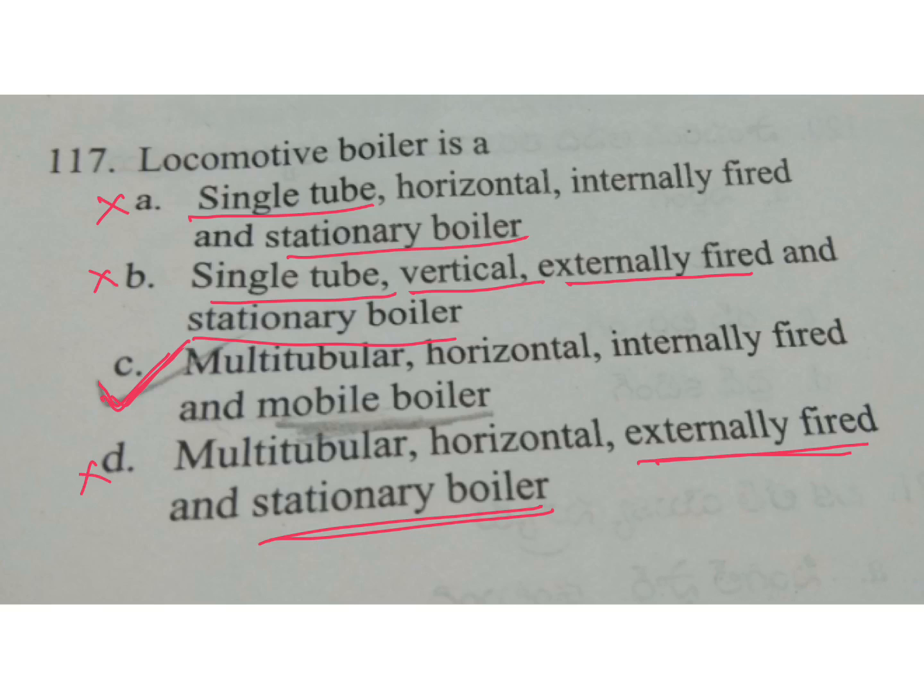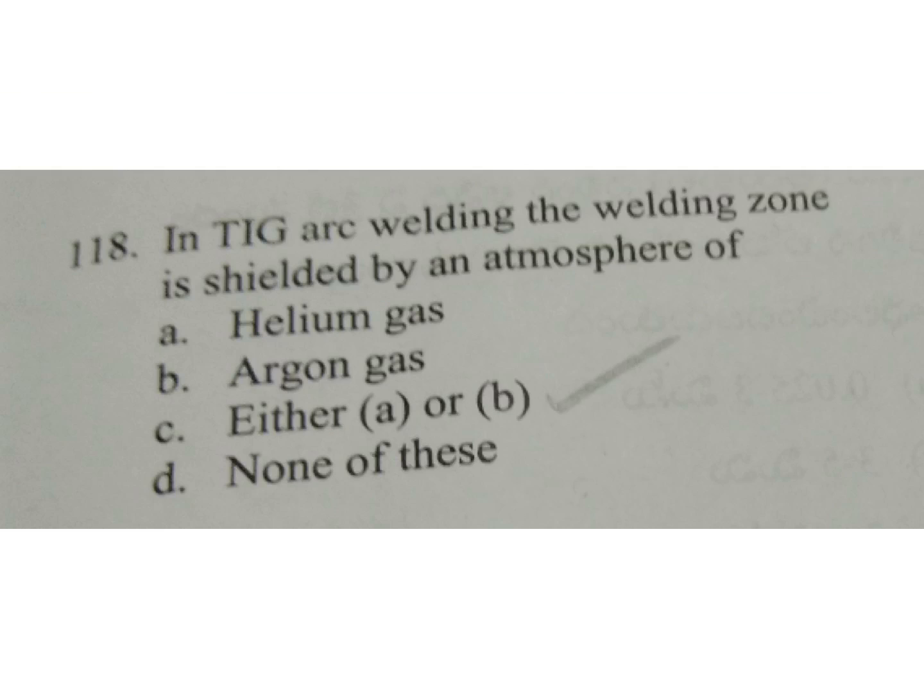C is the answer. In TIG arc welding, the welding zone is shielded by an atmosphere of: A, helium gas; B, argon gas; C, either A or B. Inert gas shielding, so C is the answer, either A or B.